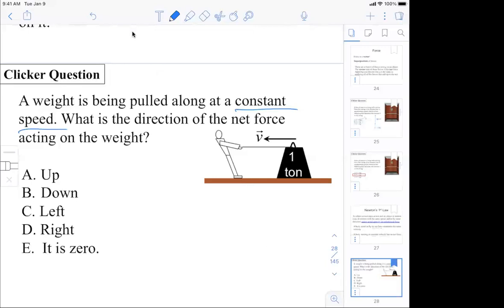So how do we begin to answer this question? What are your thoughts? The direction of the net force that's acting on the weight. We know that there are many forces, right? There's gravity, there's normal force, there is tension, there's probably going to be friction, but it's asking about the overall, all the forces adding together, the net force. What do you think about the net force?